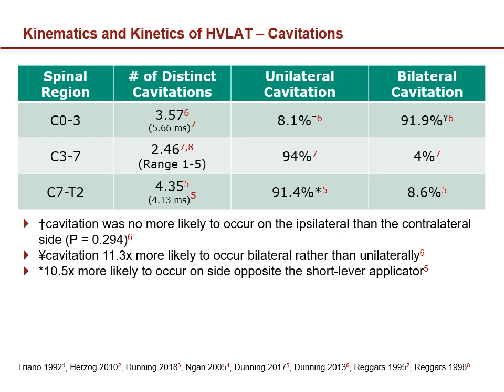If you're going to manip the upper cervical spine, there's an 11.3 times more likely occurrence of bilateral rather than unilateral cavitations. However, it's almost the opposite if you're going to do the CT junction manip: it's 10.5 times more likely to occur on the opposite side of the short lever. And we'll talk about the short lever and the setup, and where that 10 times more likely side of cavitation is to occur.